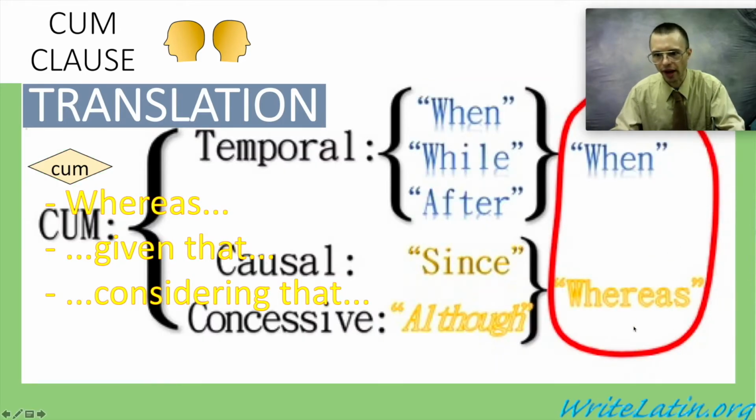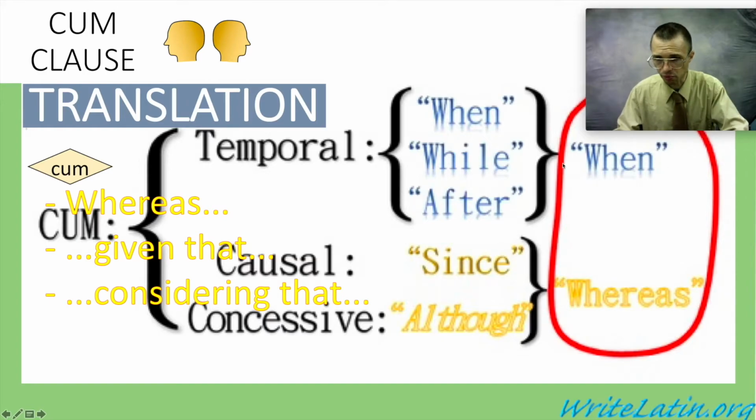Now, why do I say whereas? Because whereas is the best English word that encompasses both since and although. You can say, since I won the race, I was happy. Although I lost the race, I was happy. Both of those can be replaced by whereas easily. Whereas I won the race, I was happy. Whereas I lost the race, I was not happy. So see how whereas does double duty. So that's why you need to remember whereas as one of the two most basic meanings of cum.